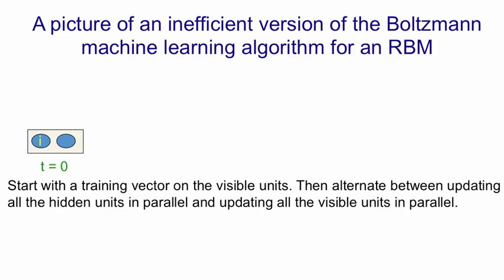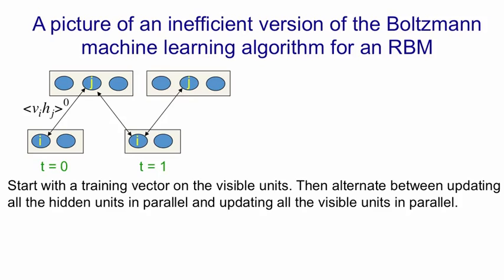Given that visible vector, we now update the hidden units. So we choose binary states for the hidden units, and we measure the expected value of vi hj for all pairs of visible and hidden units that are connected. And I'll call that vi hj 0 to indicate that it's measured at time 0, with the hidden units being determined by the visible units, and of course we can update all the hidden units in parallel. We then use the hidden vector to update all the visible units in parallel, and again we update all the hidden units in parallel. So the visible vector at t equals 1 we'll call a reconstruction, or a one-step reconstruction.